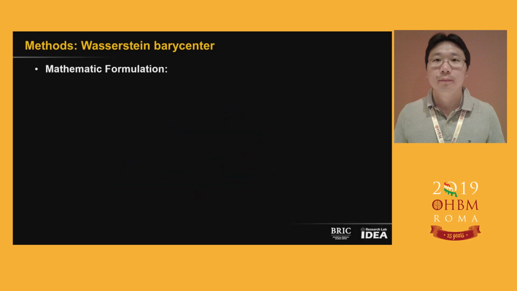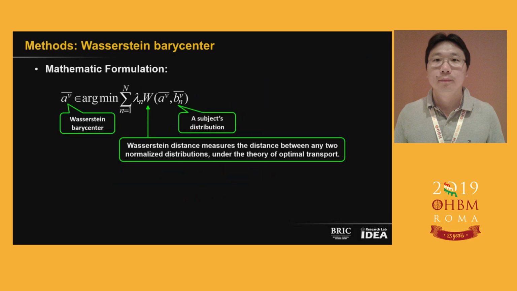Mathematically, we can formulate it in this way. We have a set of subject distributions in terms of cortical attributes, and we want to find the mean. We call it the Wasserstein barycenter, and the Wasserstein distance measures the distance between any two normalized distributions in the theory of optimal transportation. However, this is a non-convex problem. It's very hard to find a solution.